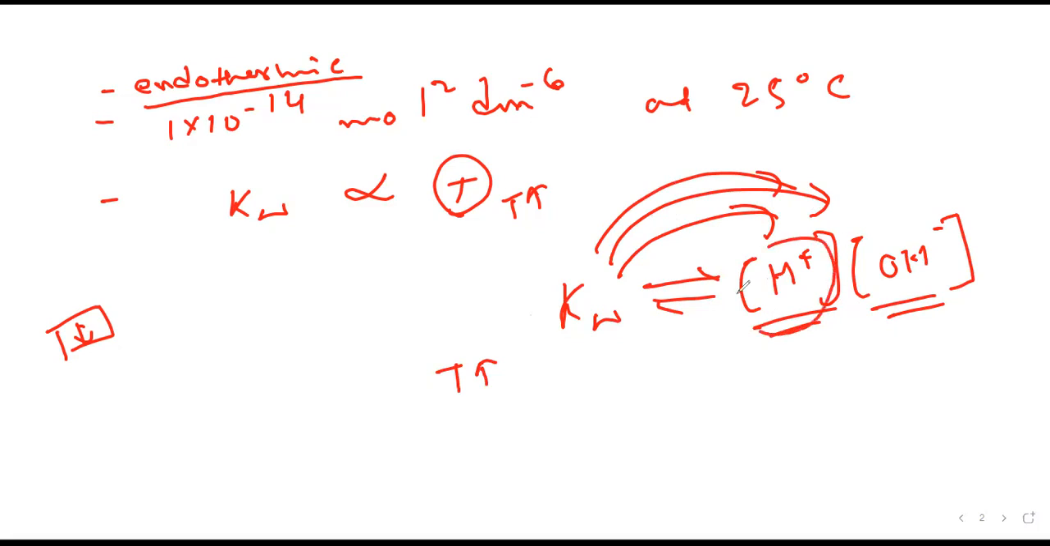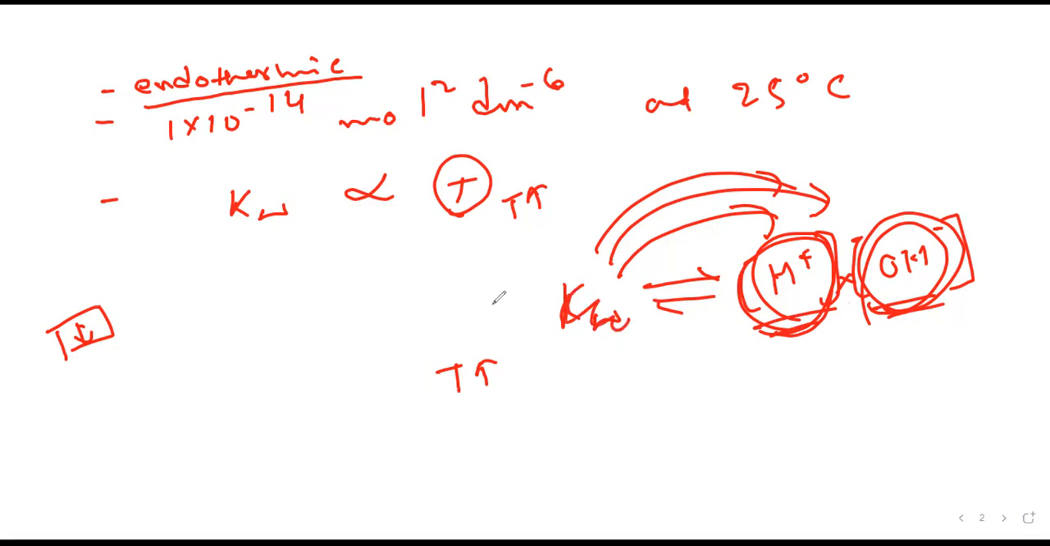So that means the concentration of H plus and OH minus would have increased. What does that mean? That means more H plus and OH minus ions are formed, more concentration of H plus and OH minus. As a result, the product value will be higher. If the product value is higher, that means the Kw value will be higher, isn't it?